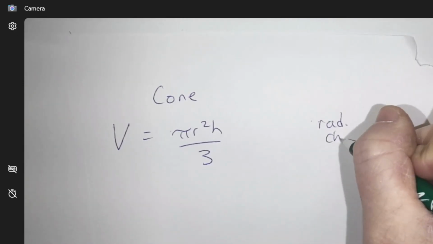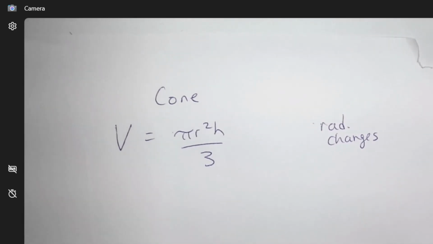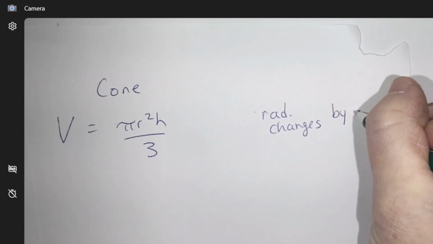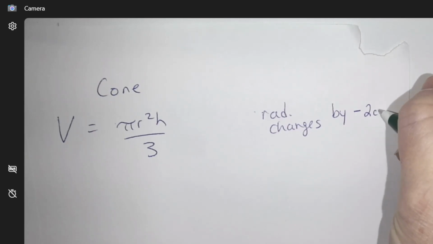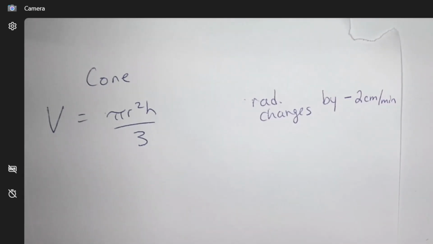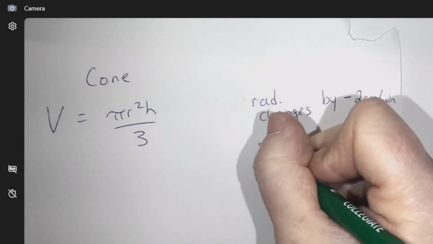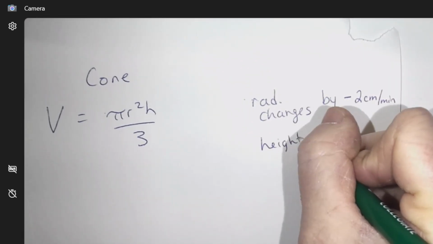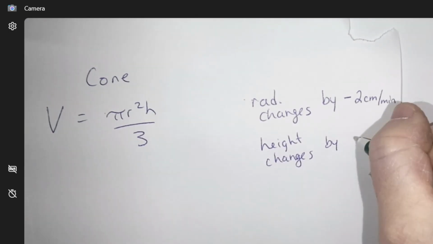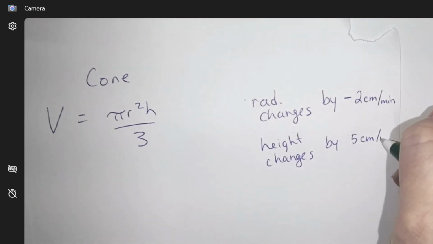Radius changes by, let's go -2 centimeters per minute. That's how the radius is changing. The height is changing by 5 centimeters per minute.